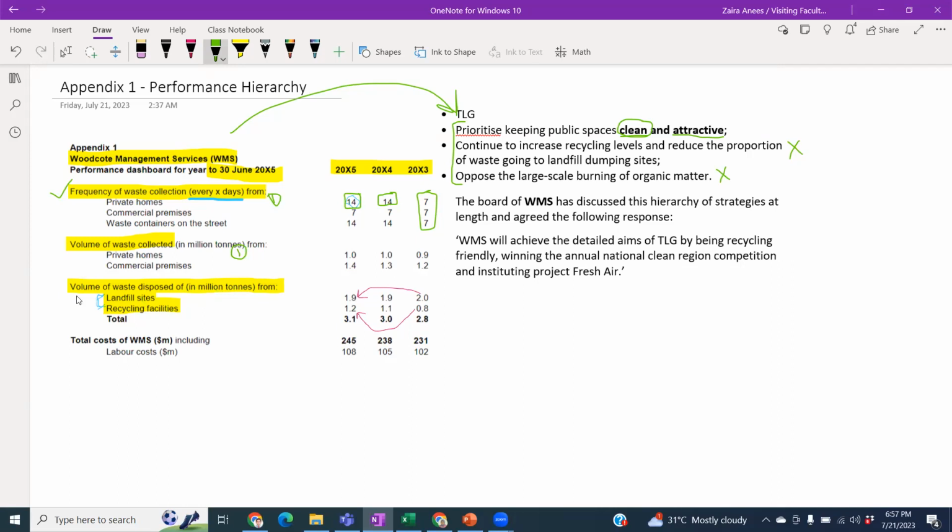The third one is volume of waste disposed of from landfill site and recycling facilities, that is, how much waste you can dispose of in both situations. So can you identify, this answers the second one, right? Yeah, perfect. So this is actually related with the second one. Right? We are doing this for TLG. And what about the last one?